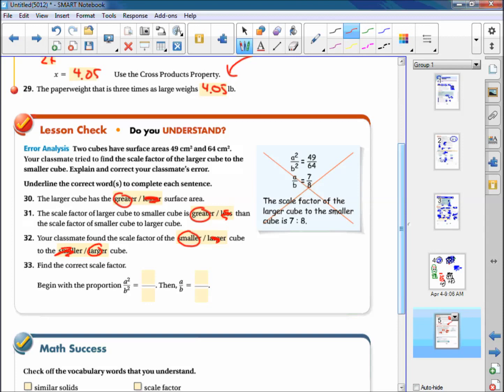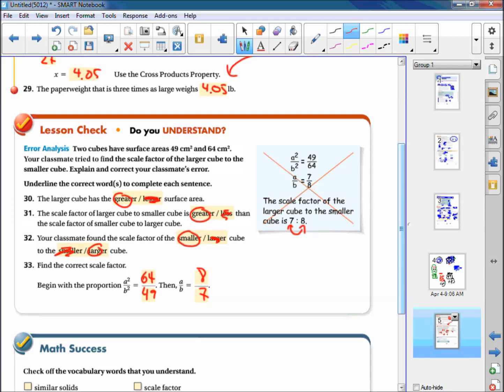So begin with the proportion a squared to b squared. And we were supposed to find the bigger to the smaller, so 64 to 49. Then we square root all those and we get 8 to 7. So our scale factor of the larger to the smaller is 8 to 7. And that makes sense because he wrote the scale factor of the larger to the smaller is 7 to 8, but 7 is smaller than 8, so that couldn't have been right.